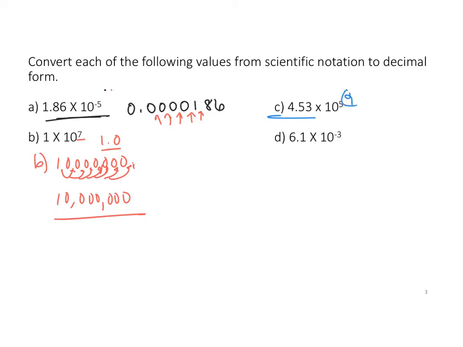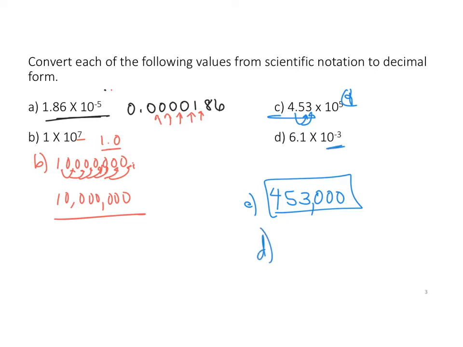Okay. C, positive exponent here to the 5th. So 4, 5, 3. That moves it 1, 2, 3, 4, 5. So there you go. And then you can always check it. 1, 2, 3, 4, 5. That's a big number. D, we're going to go smaller number. You got a negative exponent. So 0.0061. And let's count that 1, 2, 3. So that's correct.